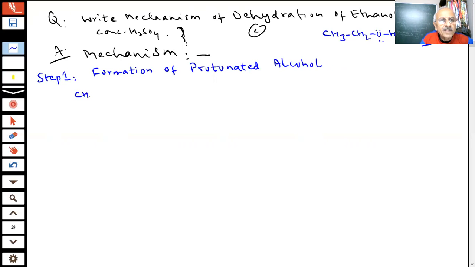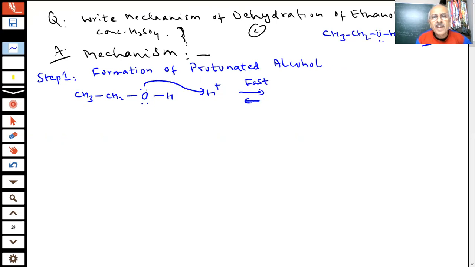There are 2 lone pairs of electrons on the oxygen, students. If H plus comes, then what will happen? This lone pair will immediately attack the H plus. It will take the H plus, and this is going to be very fast, because here there is a lone pair of electrons and H plus is hungry for electrons. It is not having electrons.